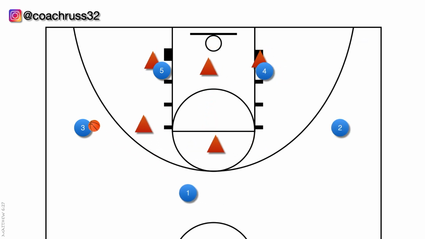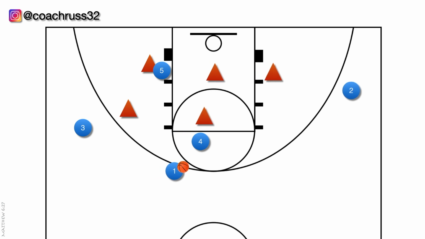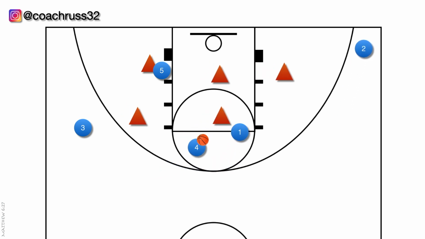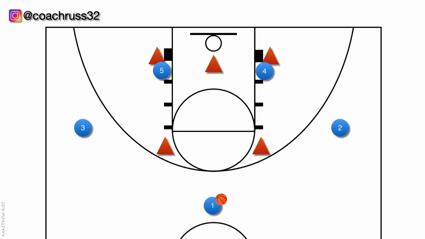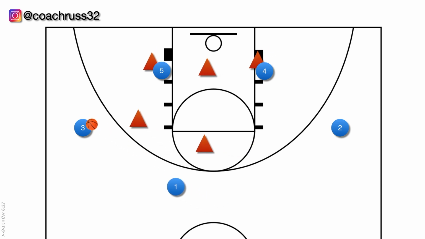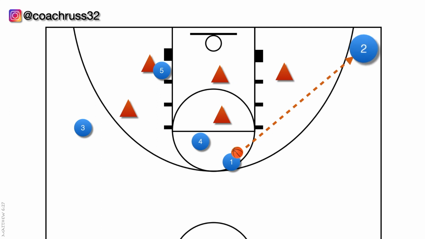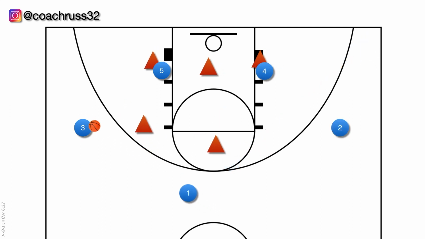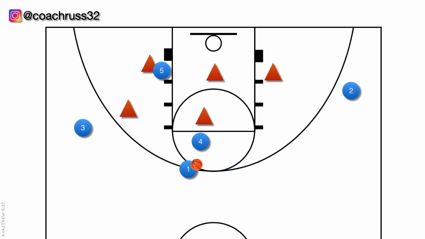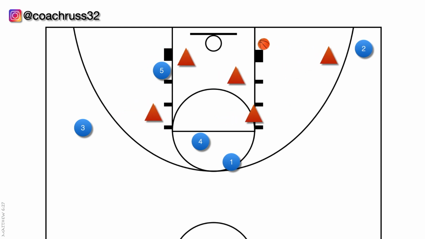Of course, you'll only want to run this pick and pop option if your 4 and 5 players can hit that shot. Practice at game speeds and find out. Another option when the top defender goes under the screen is this pass to the corner. This pass will almost always be there until you start knocking down a few corner threes. Then you can expect the defense to rotate out and cover that shot.